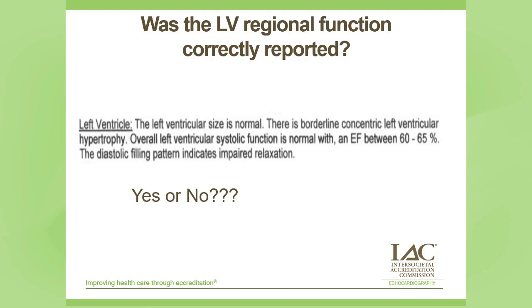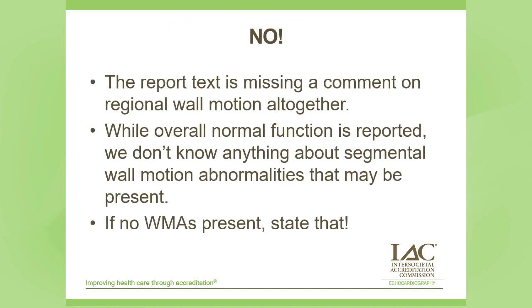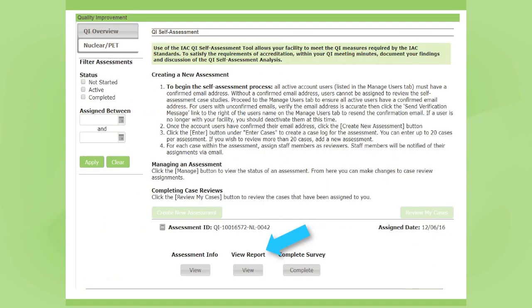So did they comment correctly on LV regional function, Sue? They did not. The report text is missing a comment on regional wall motion. They have a global wall motion comment, but not a regional wall motion. And if there are no regional wall motion abnormalities, then say there are no regional wall motion abnormalities. Exactly. We won't know if you don't tell us. All right, so I think you get the gist, but we wanted to provide those examples of how to review your work.